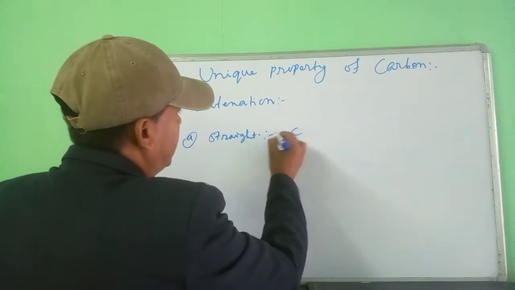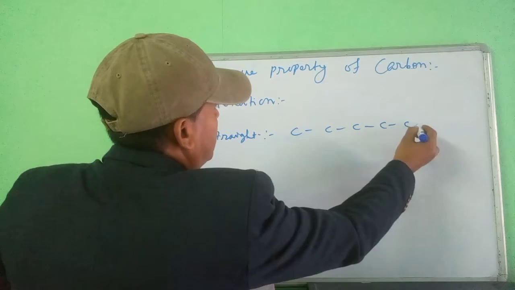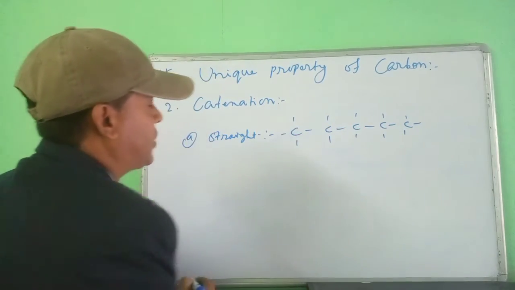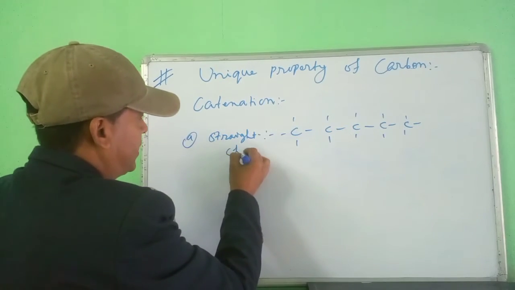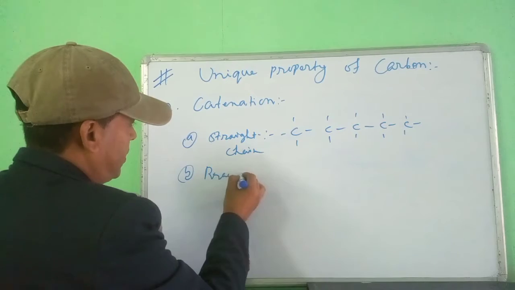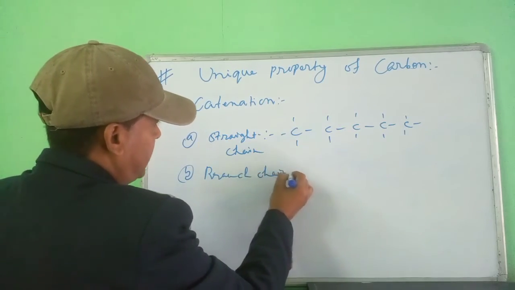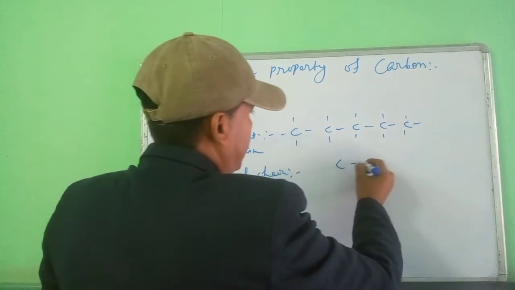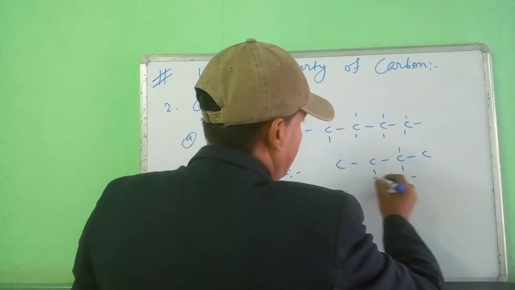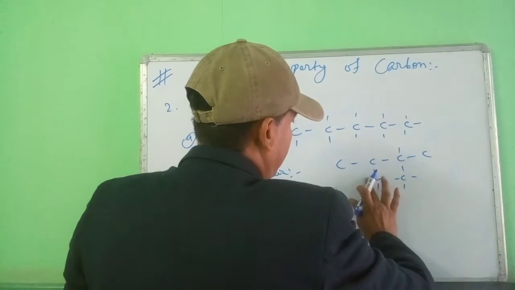So carbon, this type of huge number of carbon bonding with each other. So this is the straight chain. Okay, this is the straight chain. Now B, here the branch chain. So in case of carbon having this type of properties, branching.